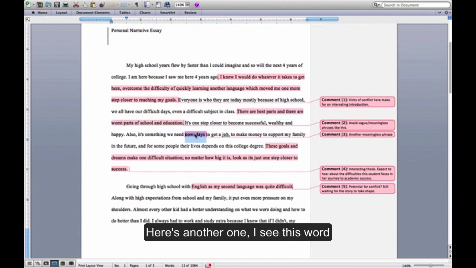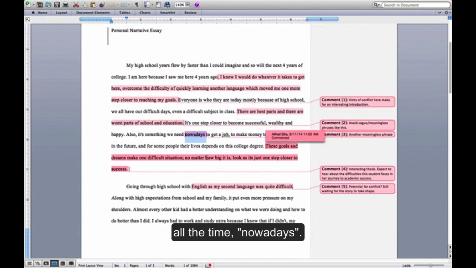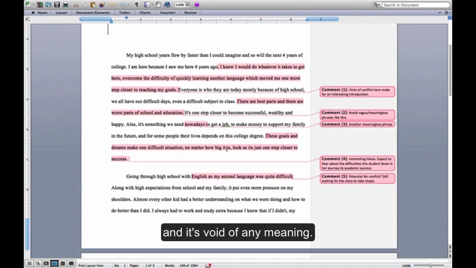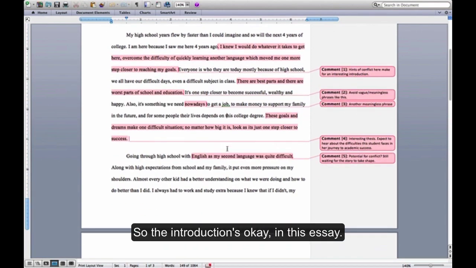Here's another one. I see this word all the time, nowadays. I would encourage you never to use that word. It's oftentimes used incorrectly, and it's void of any meaning. So the introduction's okay in this essay.